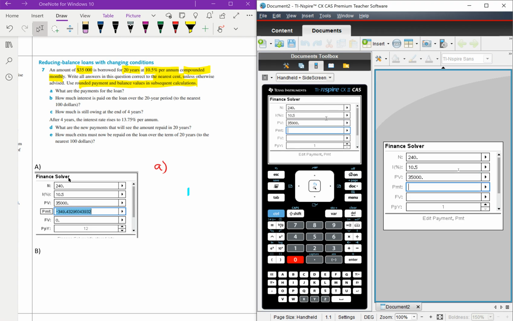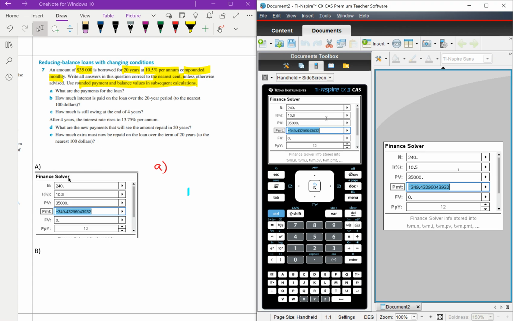I don't know what my repayments are. I don't know how much I'm paying back every month, but I do know that after 20 years I want it to be zero. I want to pay it all off in 20 years. So the final value, FV, should be $0. And payments per year should be 12, and hence compounded 12 times every year as well. I'm going to tab all the way back to PMT and press enter, and that will calculate the payments I should be making every month for 240 payments, which is 20 years, to get to a final value of 0. Okay, so that's what I screenshotted for A.